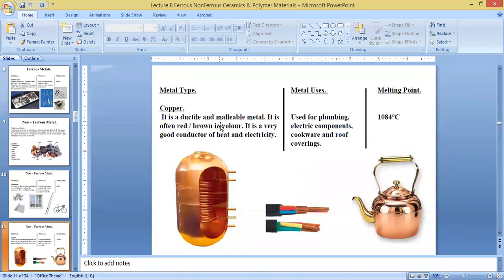But the question could be on aluminium, it could be on anything else. We just need to know the uses of these metals, or where they apply, the application in the industry. That's the melting point, 1084 degrees Celsius.